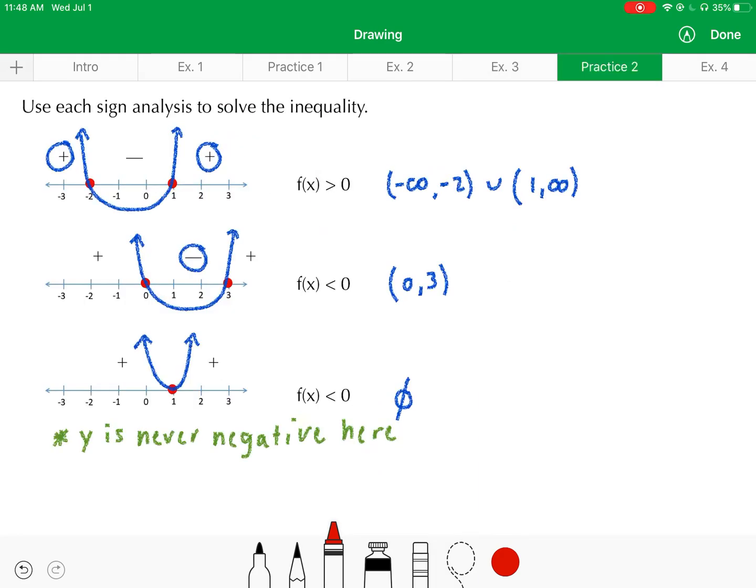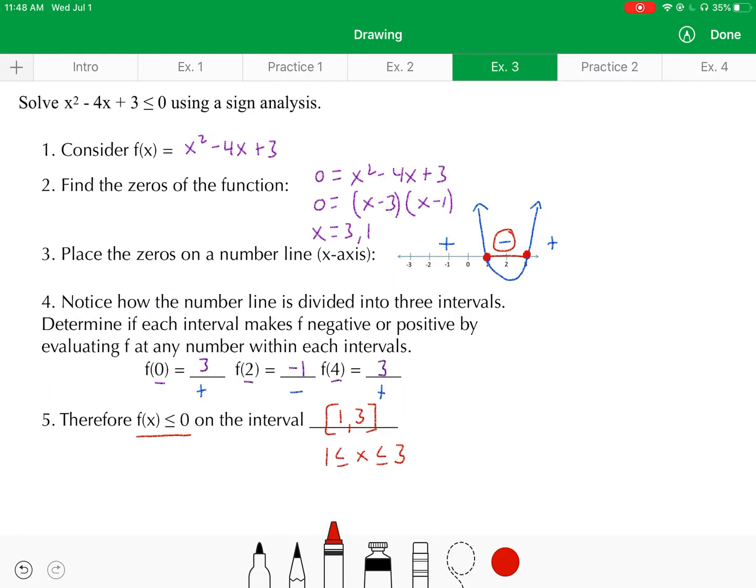All right. So now it's your turn. You're going to pause the video. You're going to try practice 2 as well. Hopefully that will help you gauge your understanding, and then come back and check your work with mine.